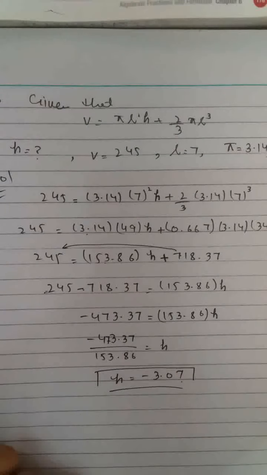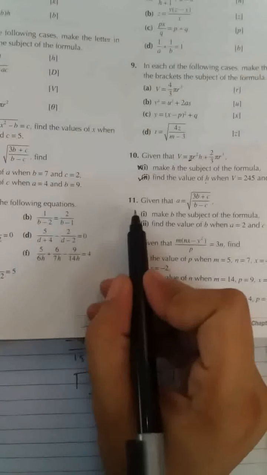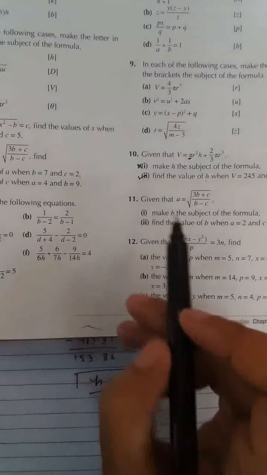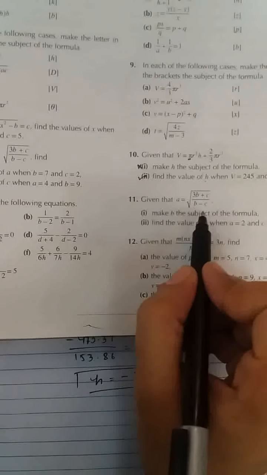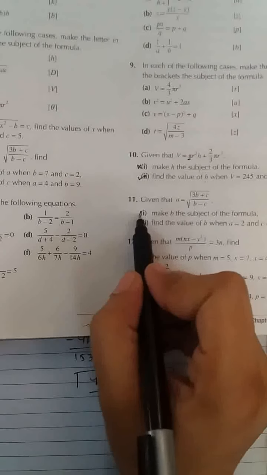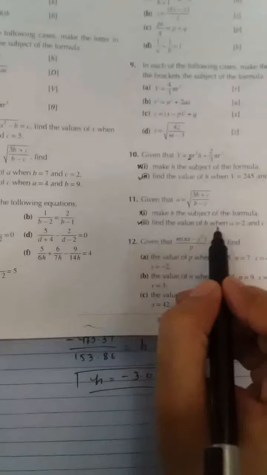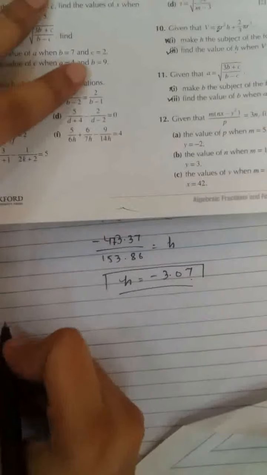Got it? Okay class, after question number 10, now you come to question number 11. Question number 11 is just like question number 10 and previous questions 4 and 5. Given that a equal to square root of (3b plus c) divided by (b minus c). Similarly, we have done the a part, now we start from the b part. Find the value of b when a equal to 2 and c equal to 5.